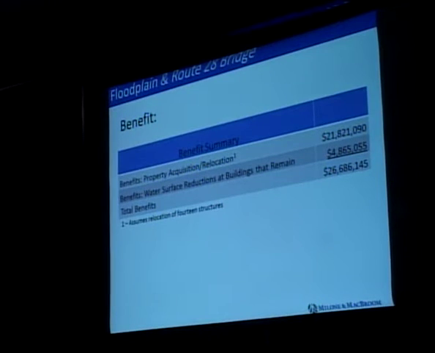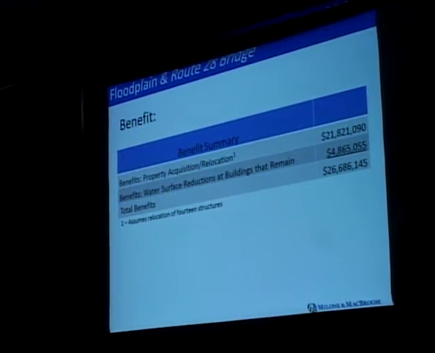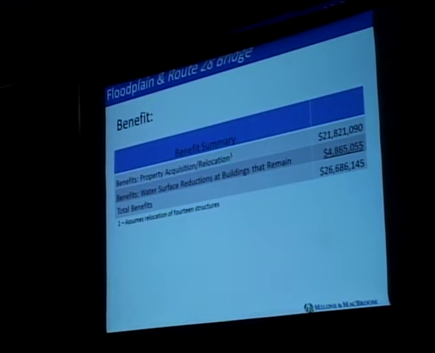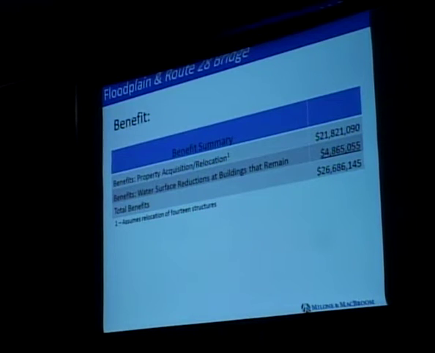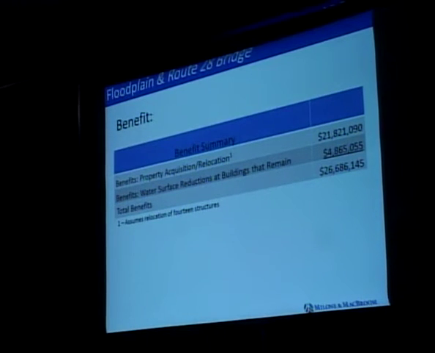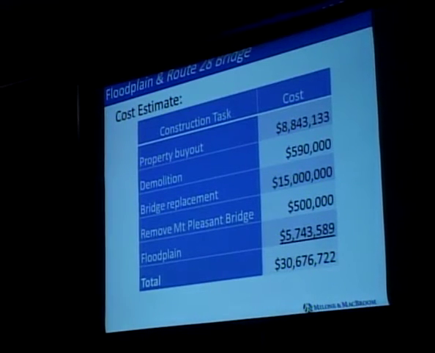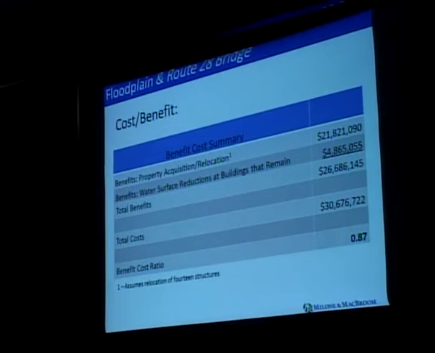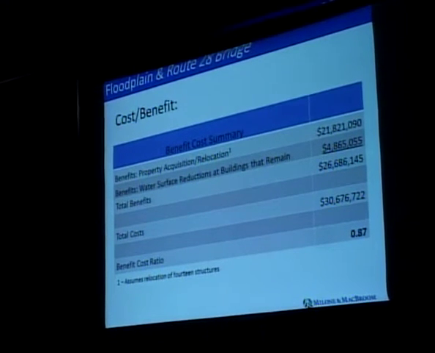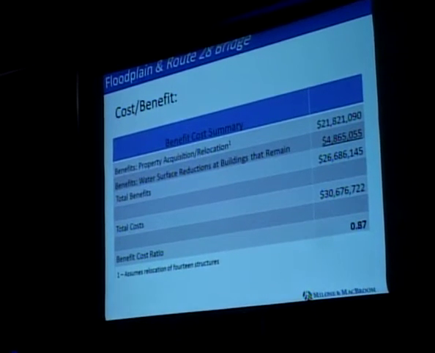When you look at the combination of the floodplain enhancement and the replacement of that bridge, now you have almost $22 million in benefits from the homes being relocated. You also have benefits from water surface reductions, and you're at about $26 million. And now when you compare that to the costs, including the bridge replacement, you're still less than 1, but at least it's a little closer to 1. 0.87.